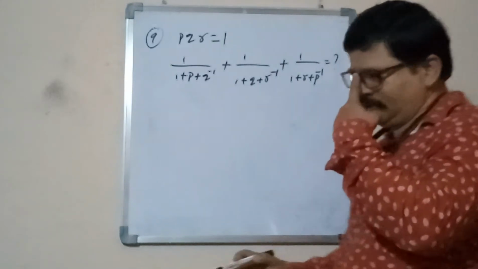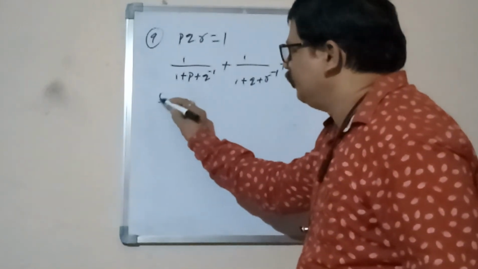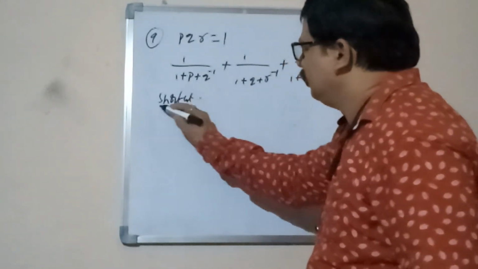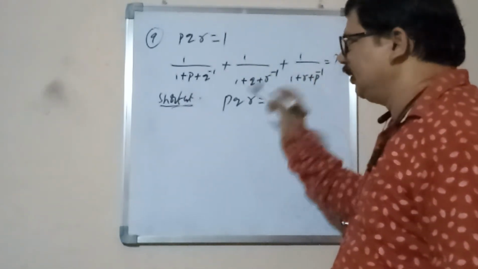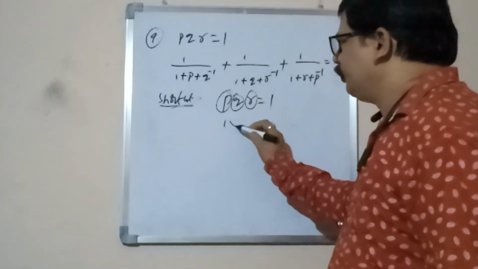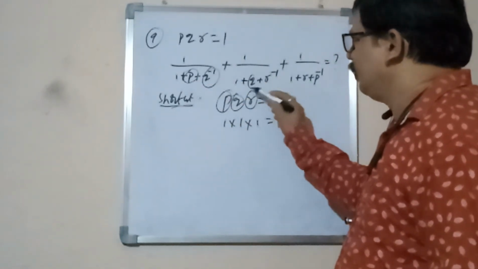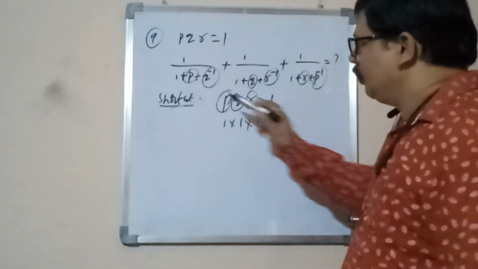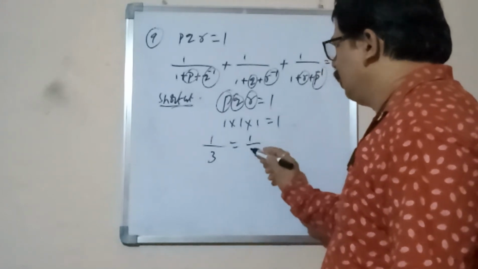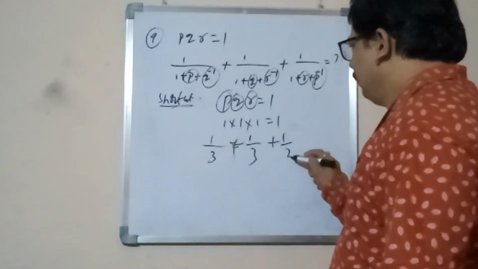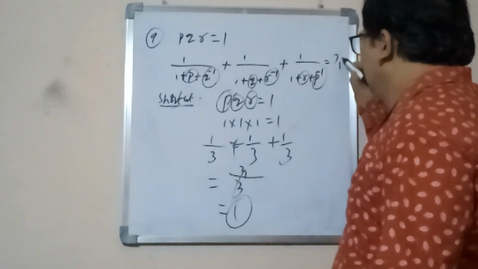Look here. This condition is already pqr equals 1. Very easy shortcut. Just think: pqr equals 1, so take p, q, r as 1 into 1 into 1 equals 1. Satisfied. Now substitute all values: 1 by 3 plus 1 by 3 plus 1 by 3. Take LCM: 3 up, also 3. Cancel. Answer is 1.